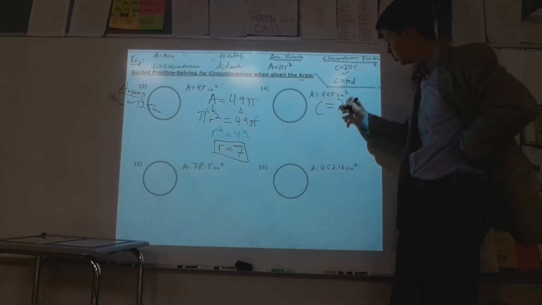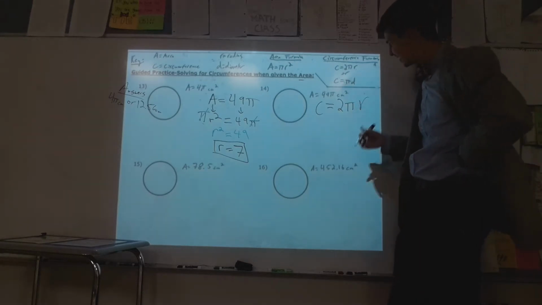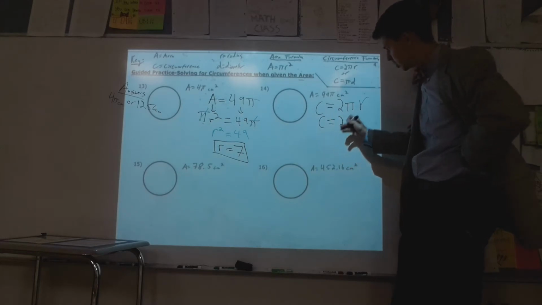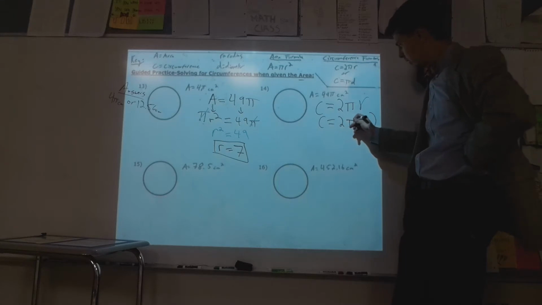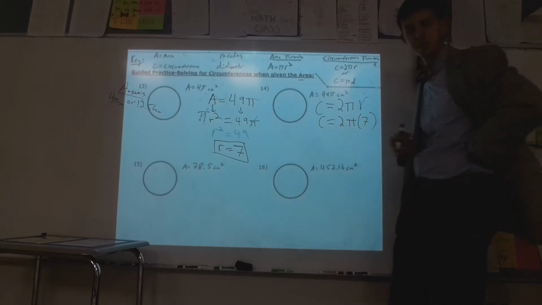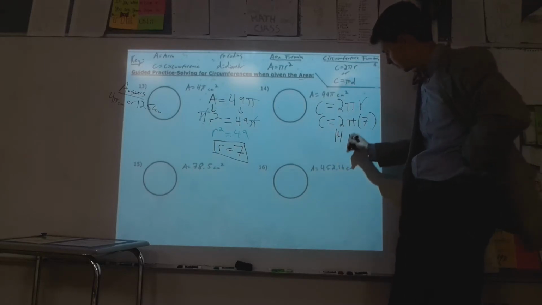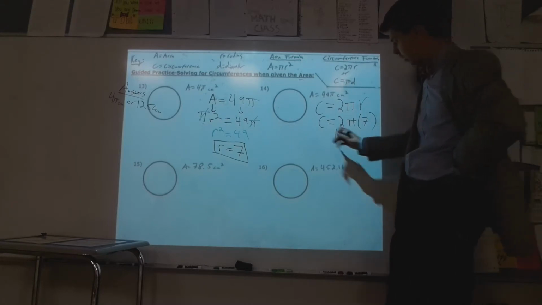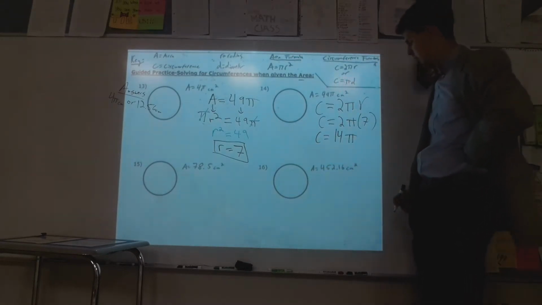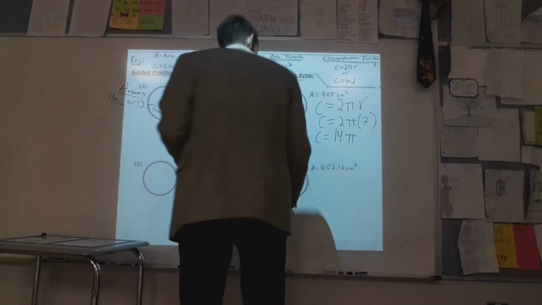Circumference is equal to 2 times pi times the radius. And the radius is 7, so circumference is equal to 2 times pi times 7. Let's multiply these two first to give us some ease. 7 times 2 is 14 pi. So my answer, C is equal to 14 pi. This is one of our answers.